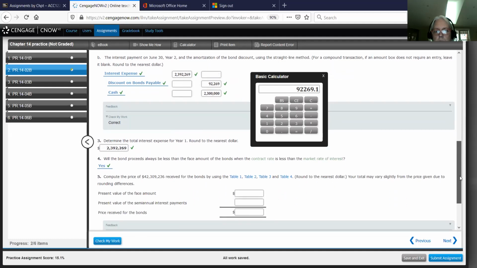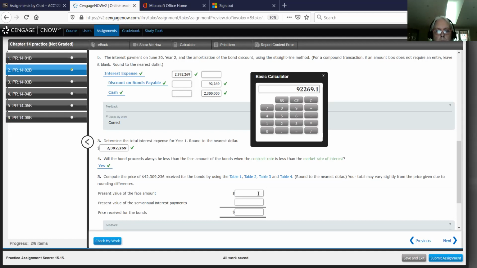And then finally, in the last part of this problem, they want you to compute the price of the $42,309,236 that was received for the bonds by using either table 1, 2, 3, or 4. I don't know why they gave you 4 tables. You just need to use 2 tables. Remember, on your Excel spreadsheet at the very end down there, I've shown you that it takes 3 steps for us to calculate the price that we're going to be receiving for the bond.